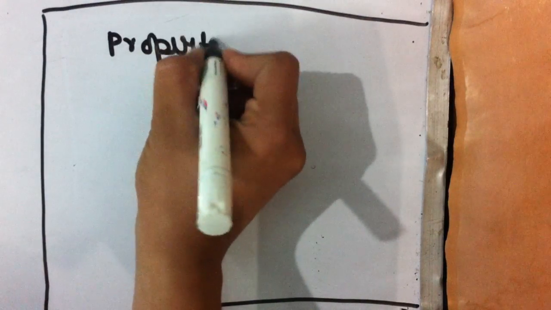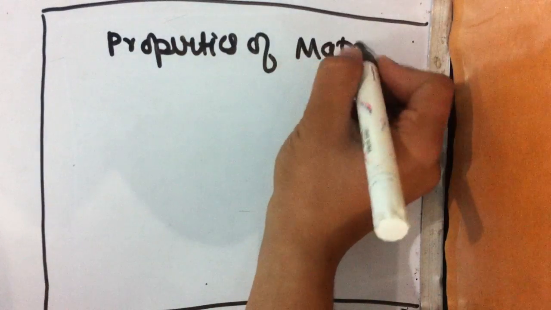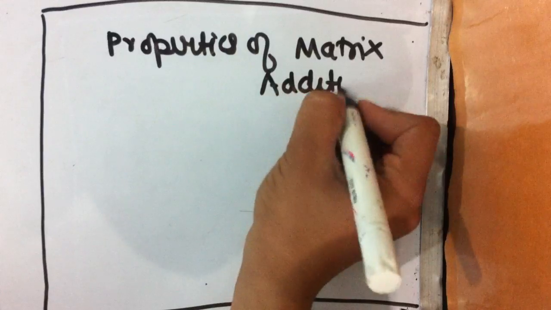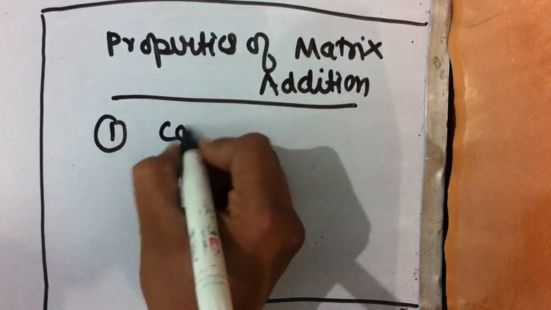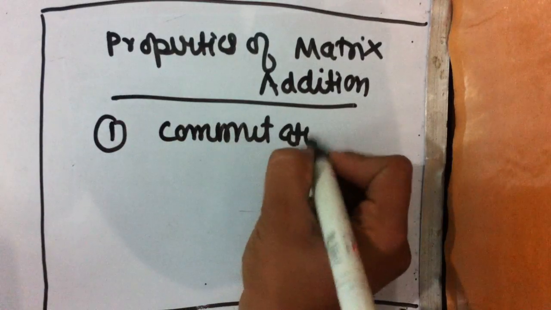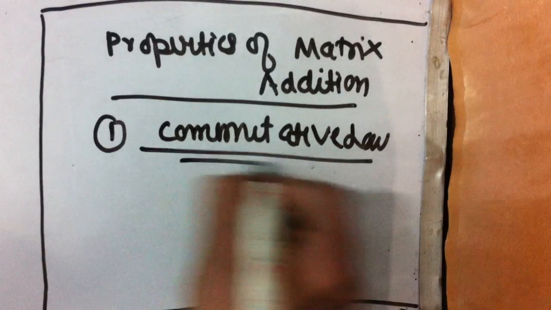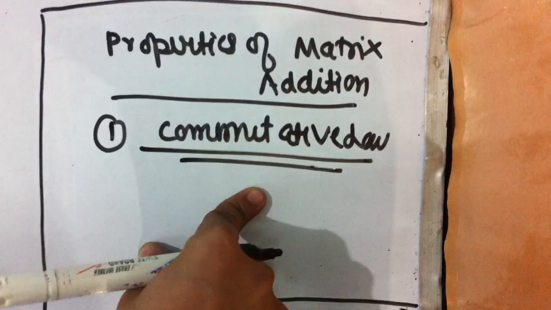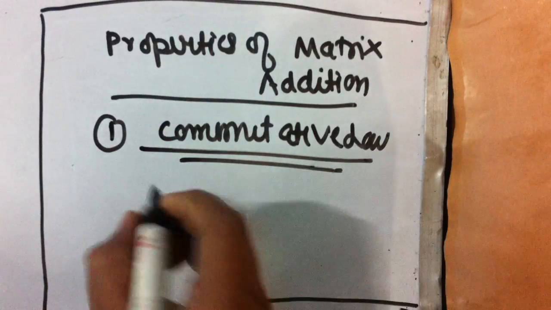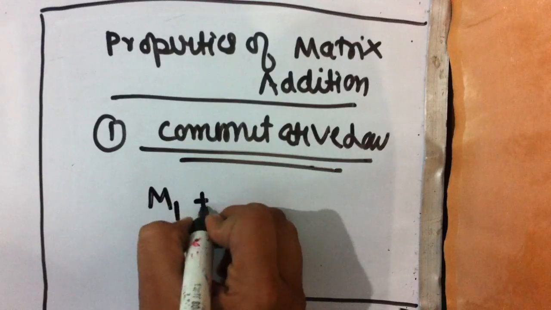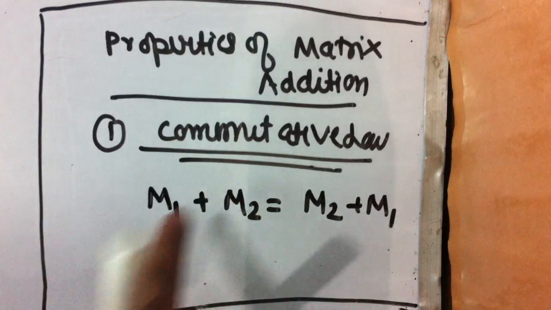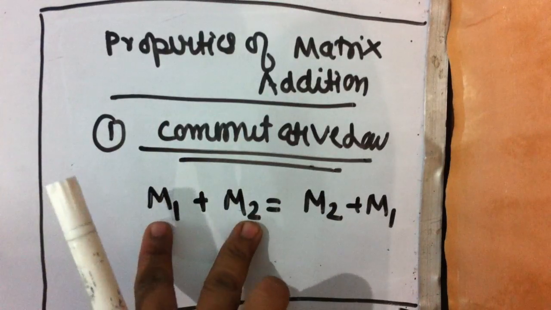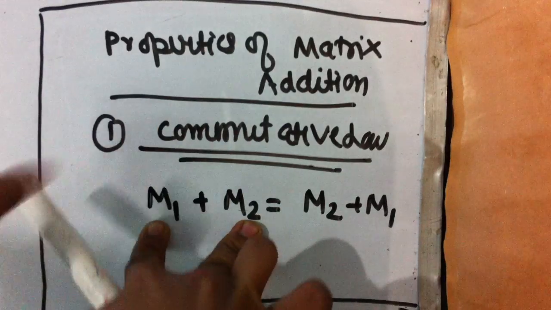Now we shall continue. Now we'll talk of properties of matrix addition. Properties of matrix addition. First property is commutative law. Commutative law holds good for any two matrices being added. Supposing first matrix being M1, M1 plus M2 can also be added in the form M2 plus M1. This is stated according to the commutative law. That is, two matrices over addition follow commutative law.